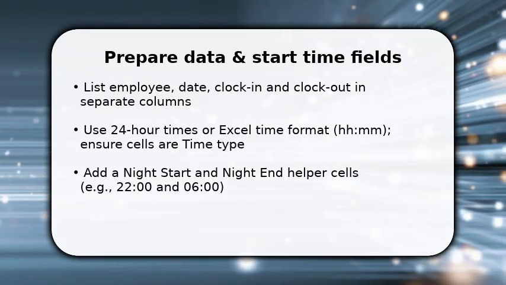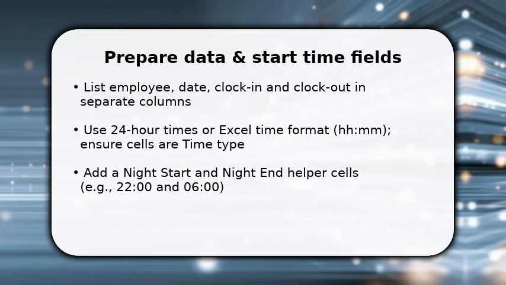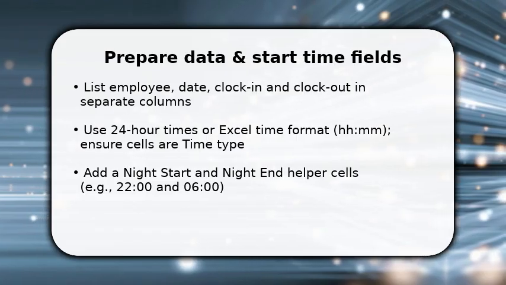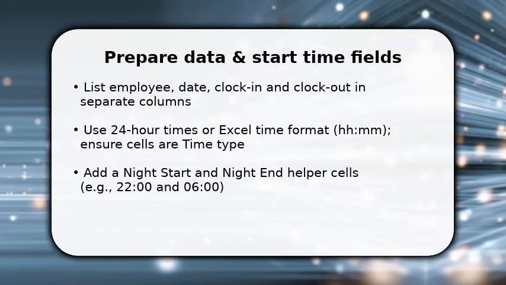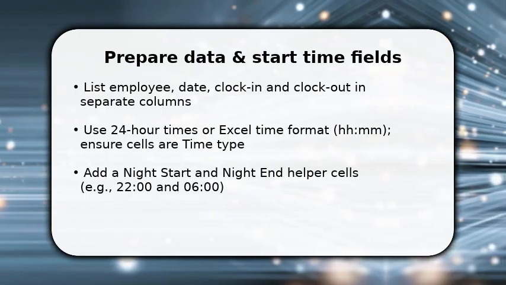You begin by confirming your table: employee, date, clock in and clock out. Convert times to Excel time format so calculations work reliably. Next, create 2 helper cells for night window boundaries, for example 22:00 as night start and 06:00 as night end.